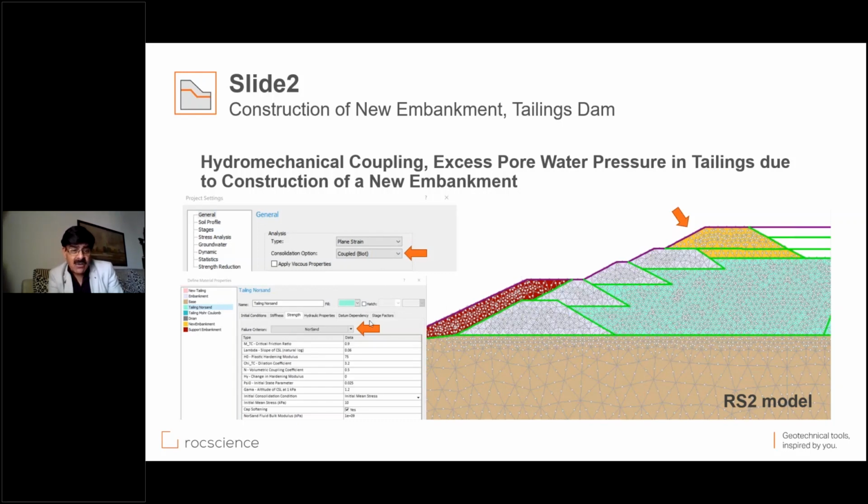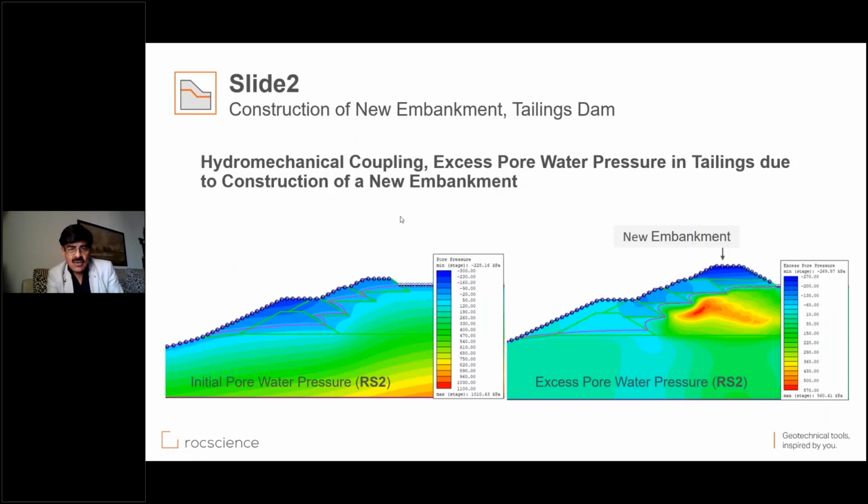And we'll choose an advanced material model, which is NorSand, which captures the static liquefaction, which the Mohr-Coulomb material is not that effective in doing. So through this analysis, we will see the initial pore water pressure and the excess pore water pressure. These contours of initial pore water pressure and excess pore water pressure will be seen by us. And on the basis of that, we'll see how a rapid construction or a slow construction will affect the factor of safety.